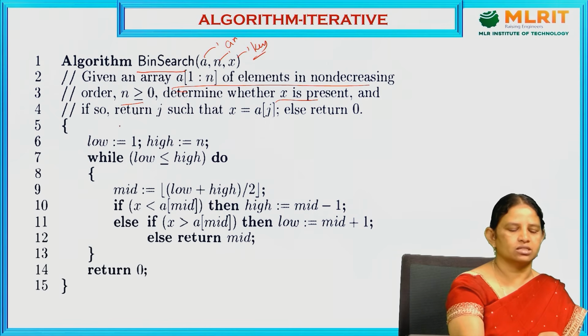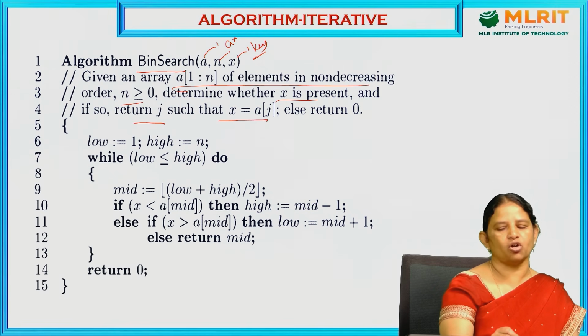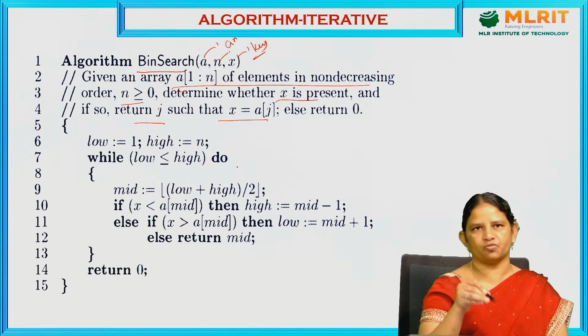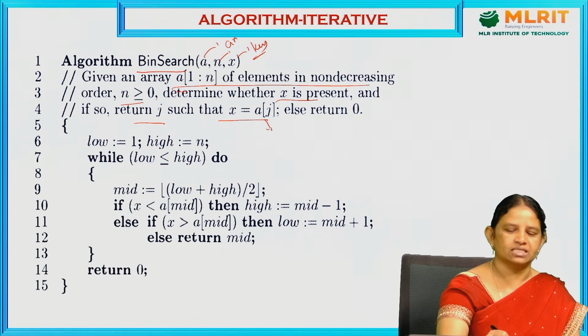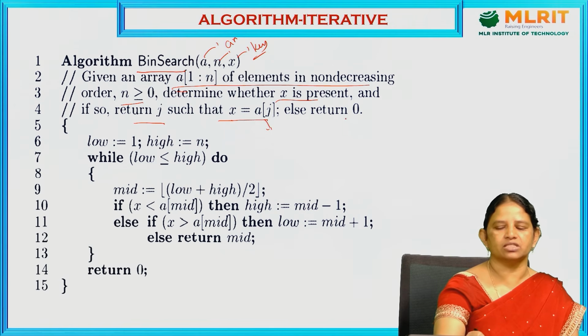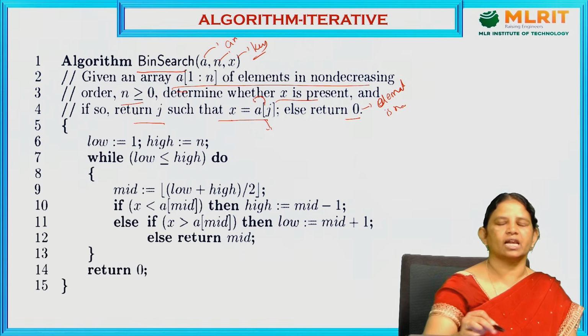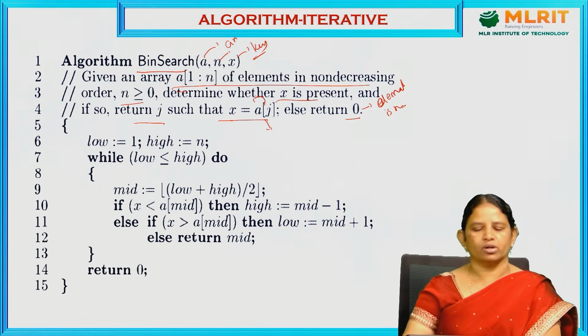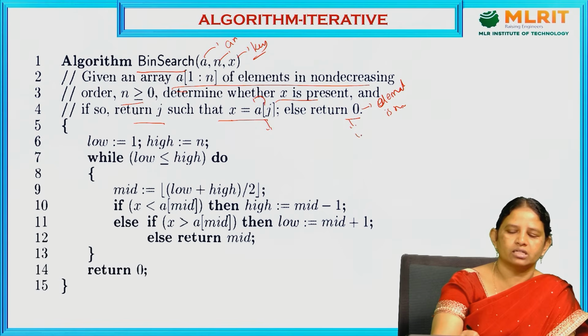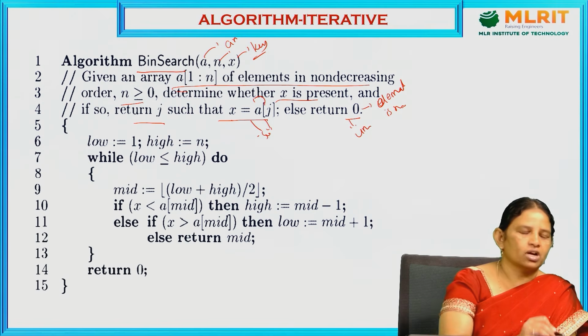If it returns J such that X equals A of J, that means the key element is found in the array list, and we return its position. Otherwise we return 0. 0 means the element is not found. If the element is found, we return the index of the array. This is for an unsuccessful search, and this is called a successful search. So what are the initial conditions?